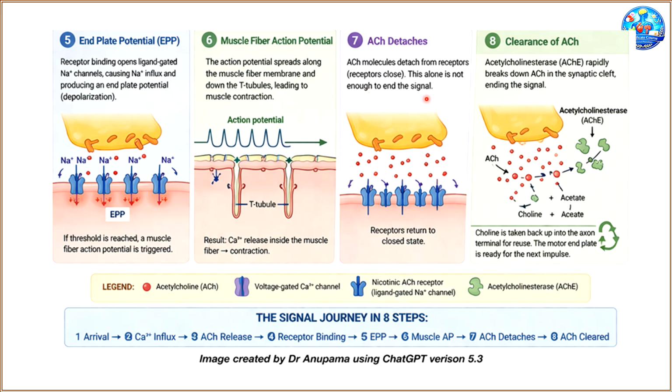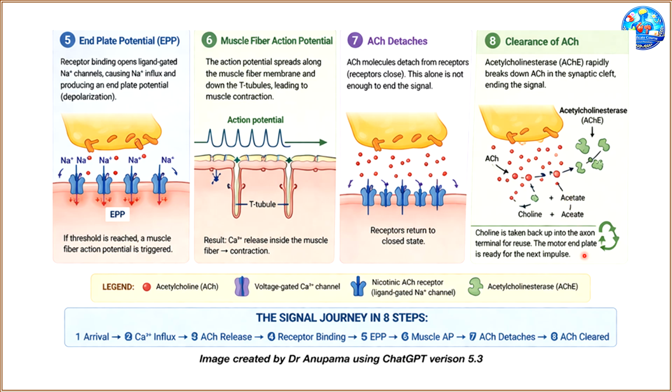Now we have to study acetylcholine molecules detachment. The acetylcholine which is present here has to be removed again. The receptors are to be restored. So these channels close up, and we have the enzyme acetylcholine esterase. This acetylcholine esterase clears all the acetylcholine which is present here. It hydrolyzes all the acetylcholine at the synaptic cleft, and this process alone ends the procedure. And the choline is taken back into the axon terminal for reuse.